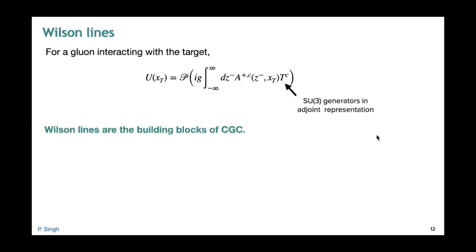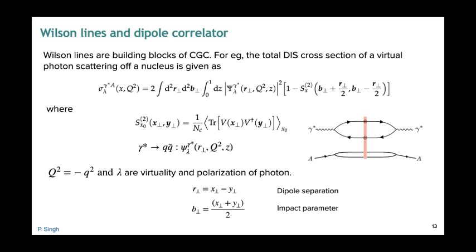Okay, so based on this, I can say that my Wilson lines are the building blocks of the CGC. To shed some light on this idea that all the scattering processes in QCD can be written in terms of the Wilson line, let's take an example of a totally inclusive cross section where your virtual photon will scatter off the color field of the nucleus.